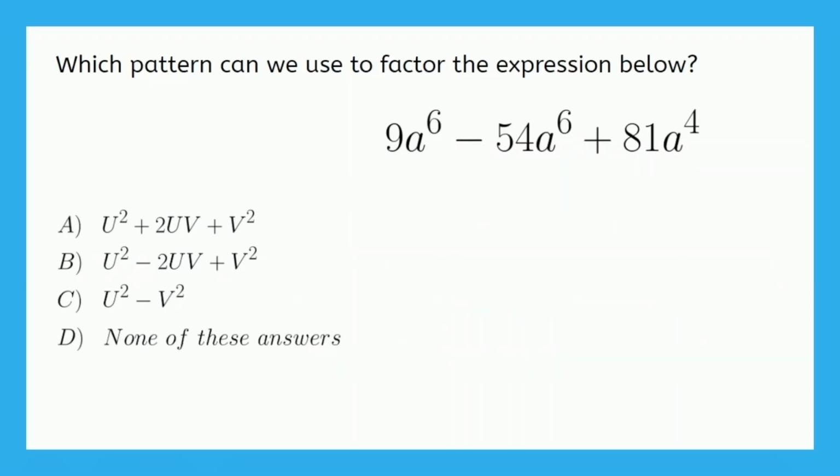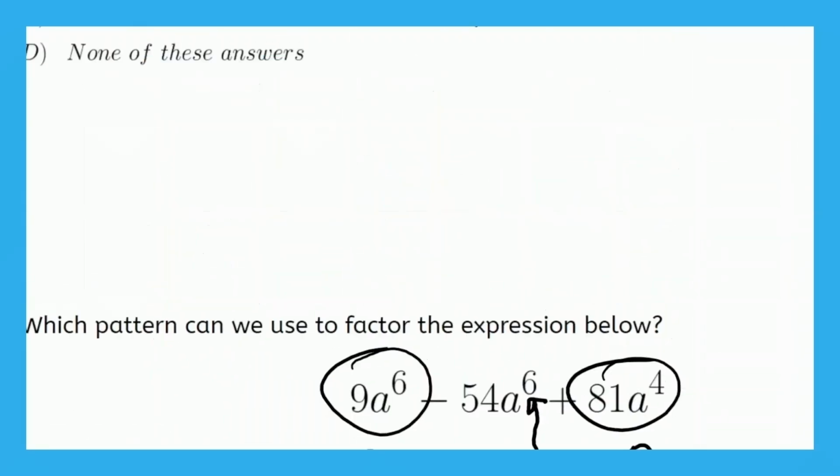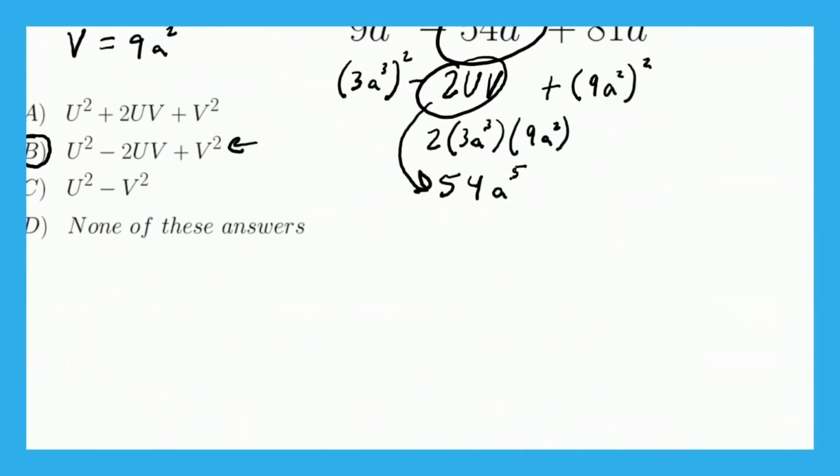Now this example is the exact same as what we had in the last one, with the only exception of that exponent right there. Now we have a 6 instead of a 5. But notice that u and v will be the same because those come from this first term and this last term. Now we already also know that 2 times u times v is 54a to the 5th, as we discovered.